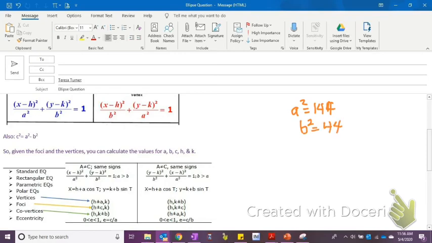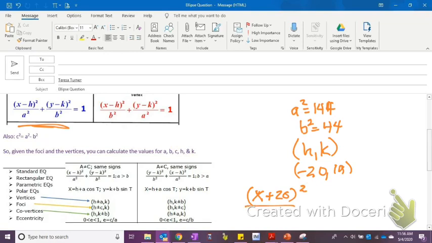And we found that our center H comma K was at negative 20 comma 19. So then we plug in those values, and we knew it was a horizontal ellipse. So we get x plus 20 squared over 144 plus y minus 19 squared over 44 is equal to 1.